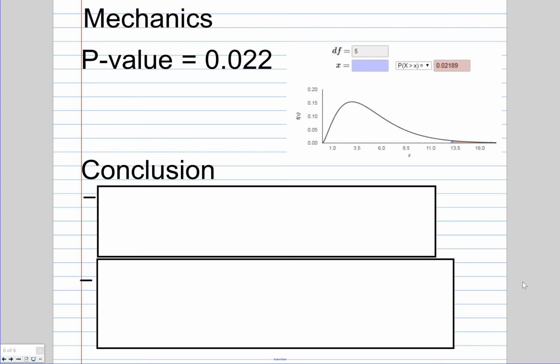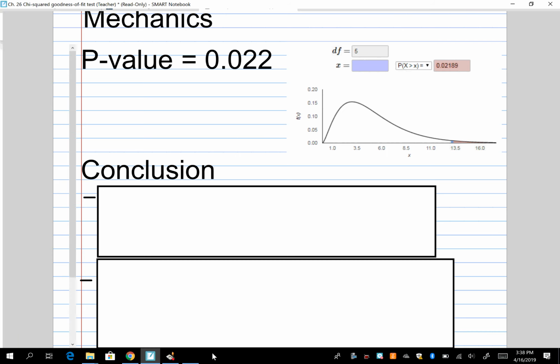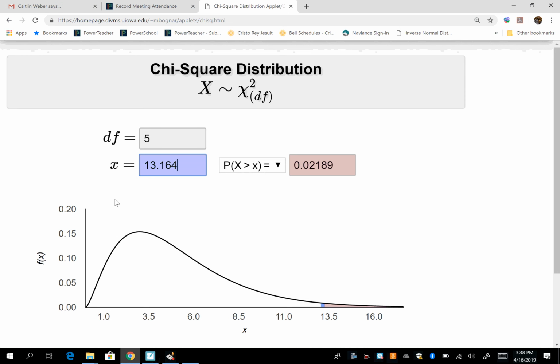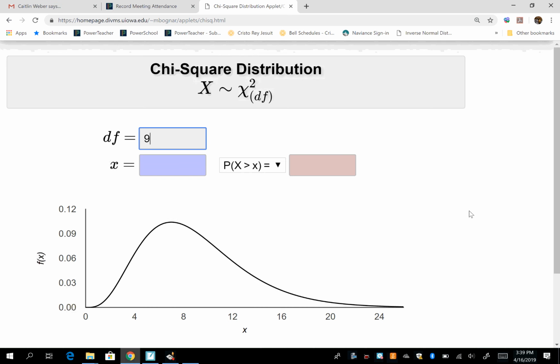Now, I wanted to show you for fun. I know most of you probably won't think this is fun, but, someday. So what if my degrees of freedom, instead of having 6 categories, what if I had more categories? What if I had 10 categories? What would be my degrees of freedom? 9. What happened to the curve, even before I put in a chi-squared value? It shifted. It made it look more what? More normal, less skewed.